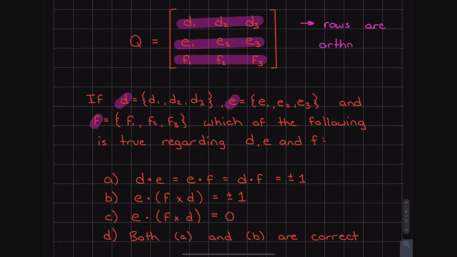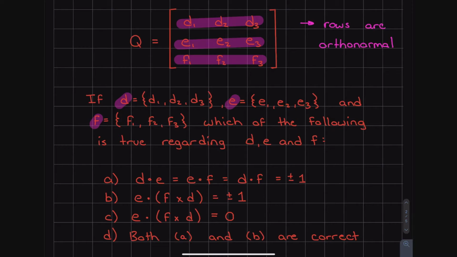Sorry, guys, it takes forever for me to write. Orthonormal. If they're orthonormal, that means that each of the vectors in those rows are perpendicular to each other. And if they're perpendicular to each other, that means that the dot product between them is 0.